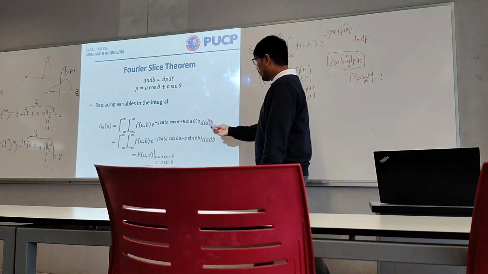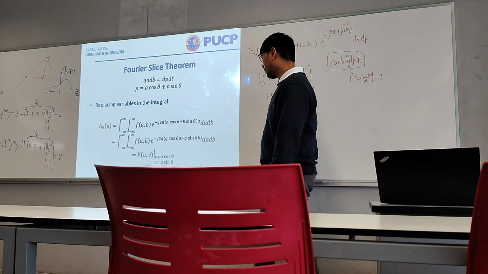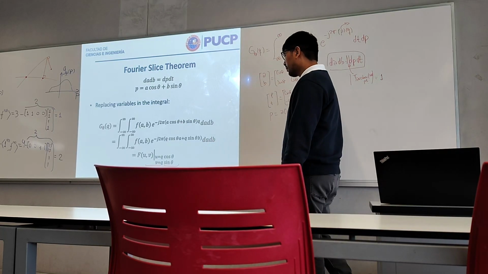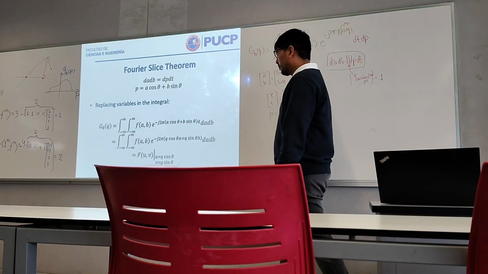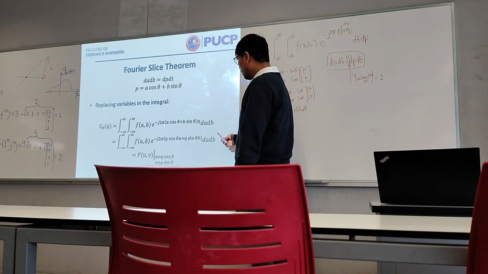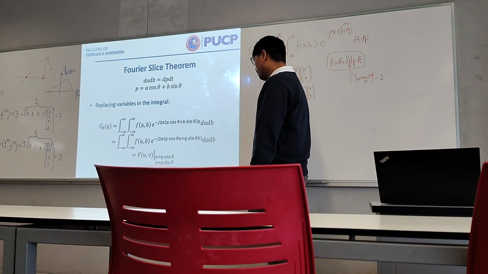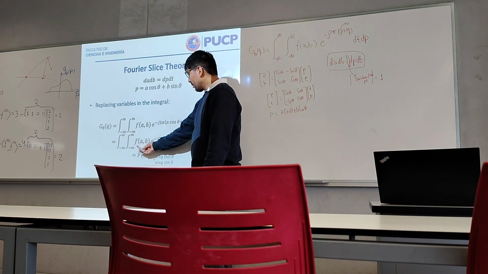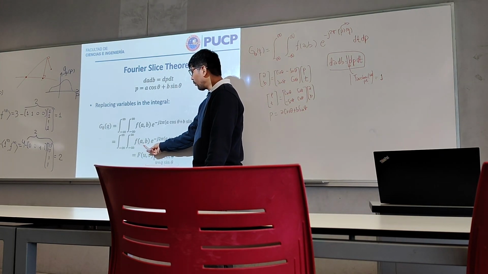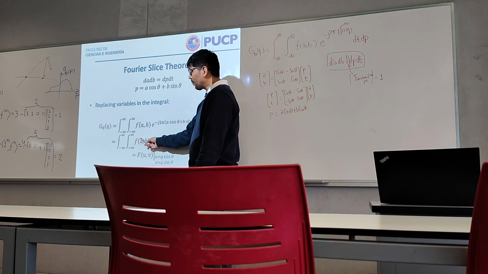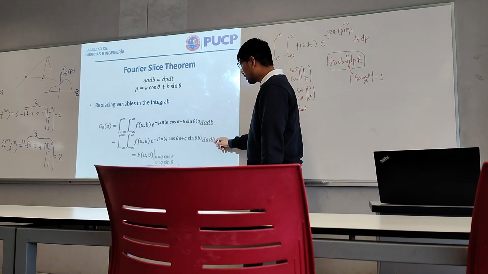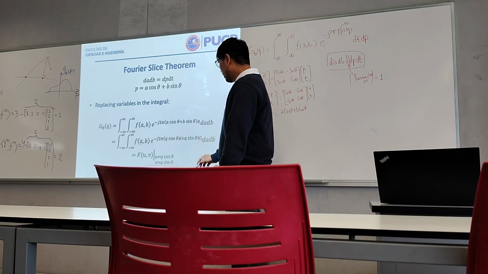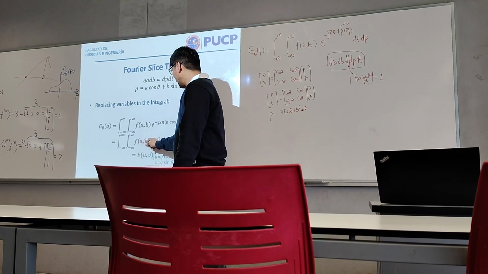Okay, so replacing this, we obtain this part. So basically, it has the form of the 2D Fourier transform, f(x,y), dx dy, and here x y, if we are more familiar with this nomenclature.